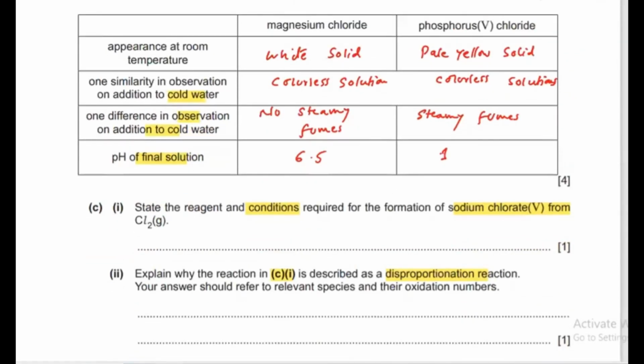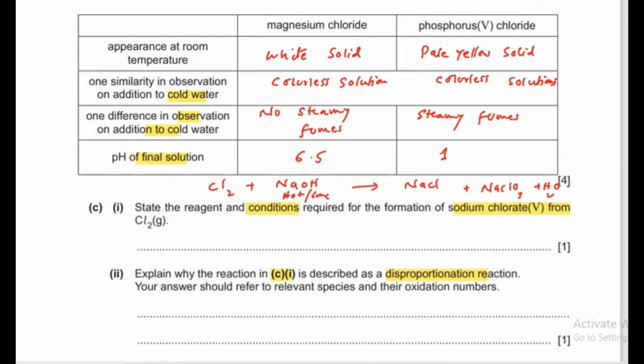Then state the reagent and the conditions required for the formation of sodium chlorate 5 from Cl2. Sodium chlorate 5 is NaClO3. NaClO3 can be produced from chlorine when chlorine reacts with hot and concentrated sodium hydroxide. So this is hot and concentrated. We get sodium chlorate 5, then sodium chloride, then water. These are the three products we get when chlorine is reacted with hot and concentrated sodium hydroxide.